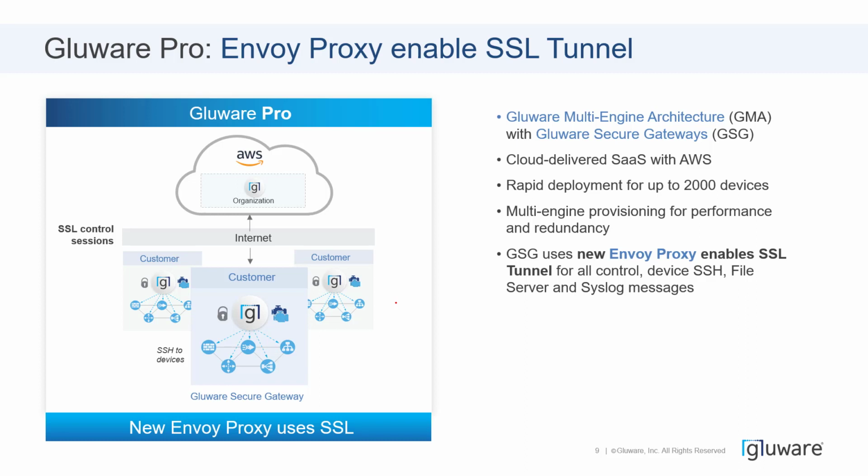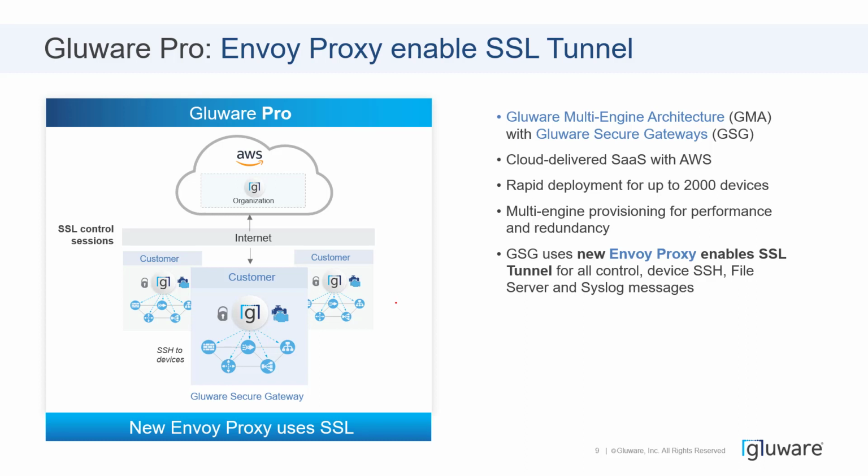The last security feature here is that for users of Gluware Pro, which is our solution again that resides in AWS and is managed by Gluware, users deploy the Gluware Secure Gateway on the customer prem to provide a tunnel back to the cloud-hosted instance. Well, that Secure Gateway has been enhanced now with the new Envoy proxy.